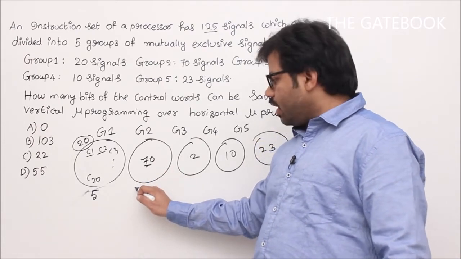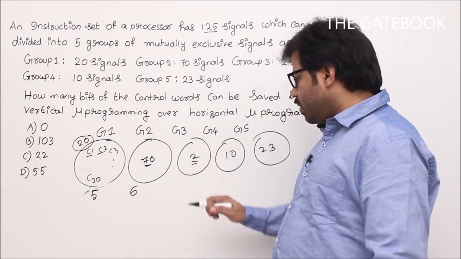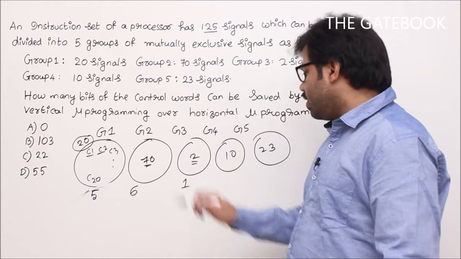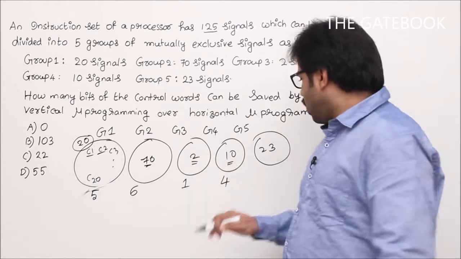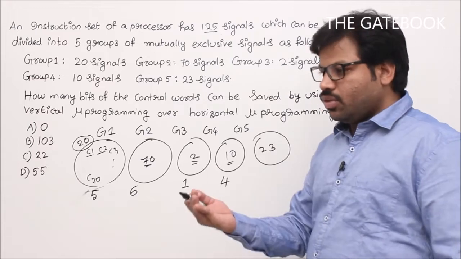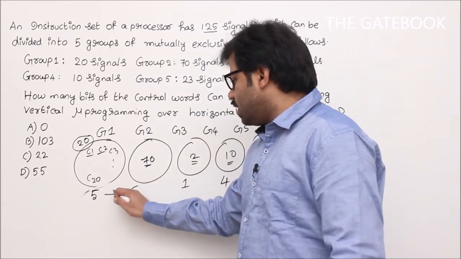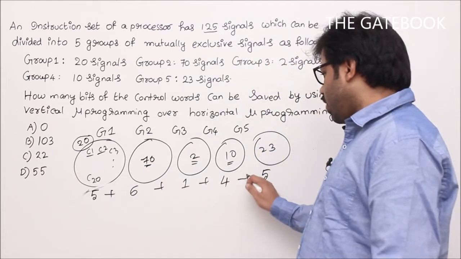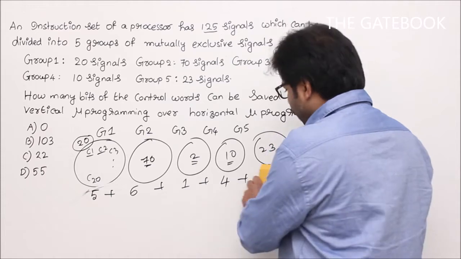That's why log 70 is what? 6. Now out of 2 only 1 should be generated. That's why 1 bit is required. Now here 10. Log 10 is 4, correct? So now 23, so 32 we have to use. That means 5 bits. So finally 5 plus 6 plus 1 plus 4 plus 5: 9, 10, 16, 21. So 21 bits are required actually.